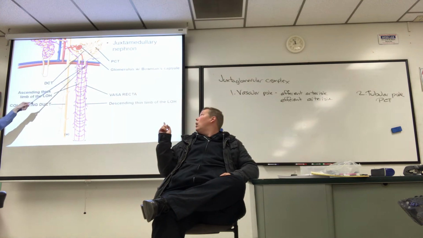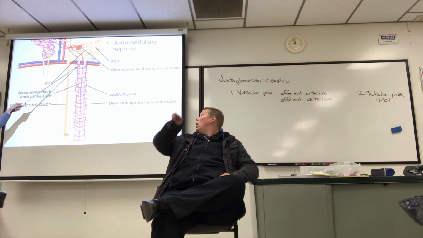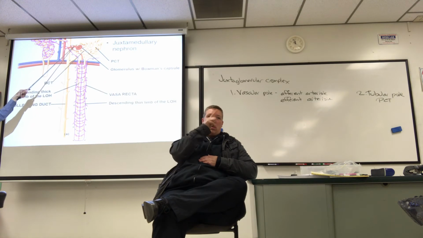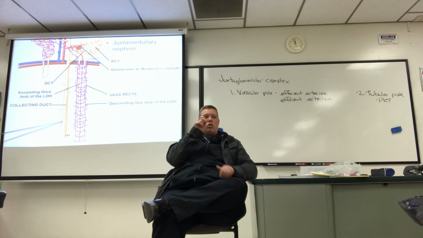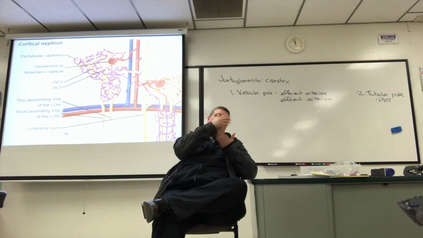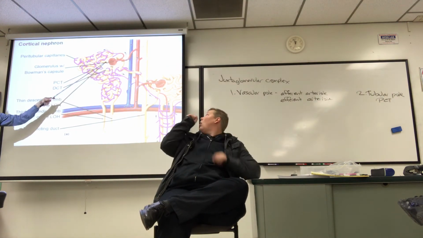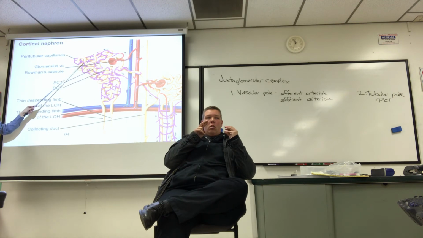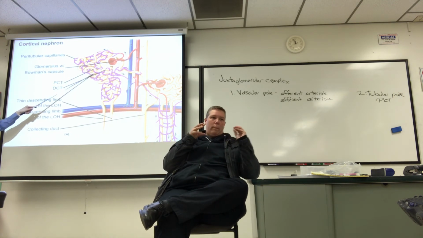Down here, loop of Henle, kind of turns backwards like that, goes up. Now it's DCT. The DCT always passes back at the beginning by the vascular pole and then into the collecting duct. So I always do that. And no matter what you're looking at, if you start with vascular pole, the other side is tubular pole. That's PCT, all this. You can see why it's proximal convoluted tubule.